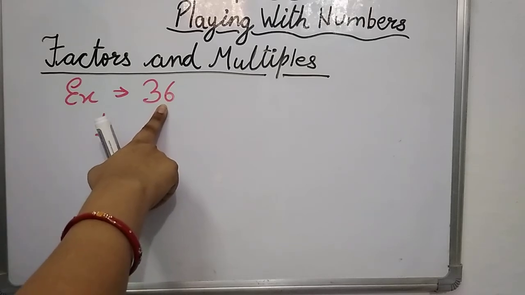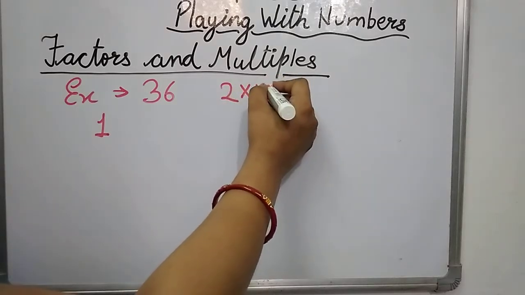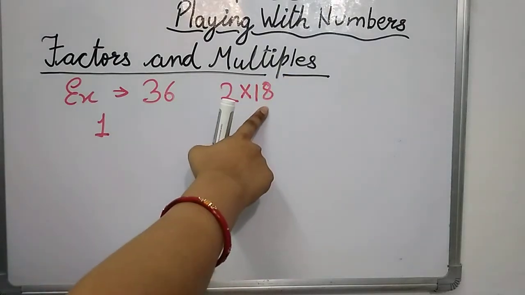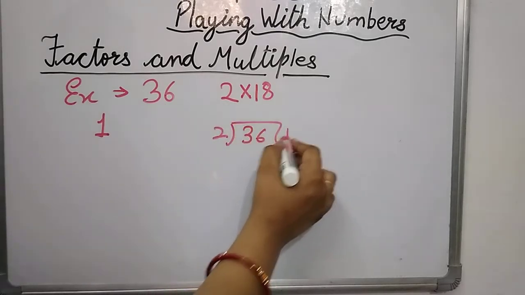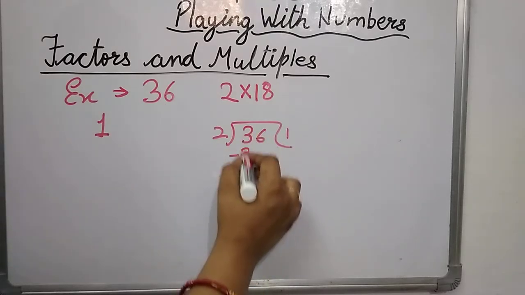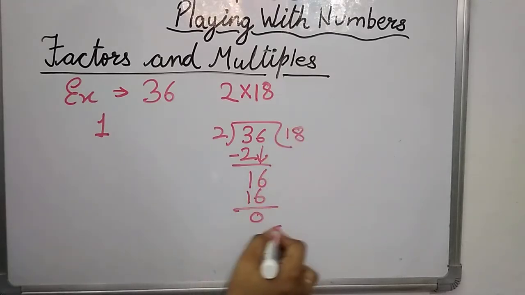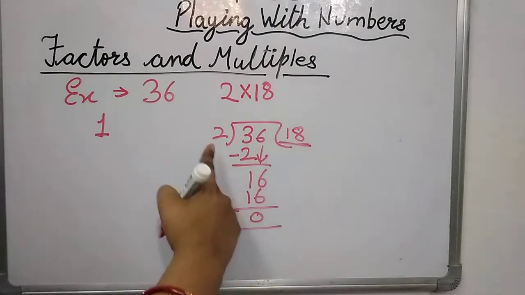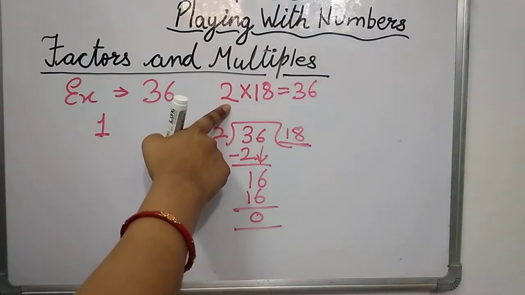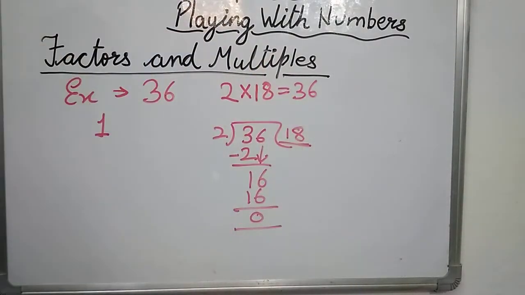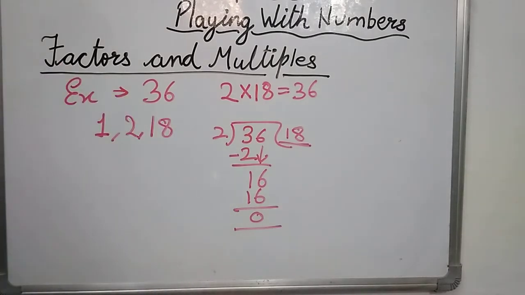If we divide 36 by 2, we will get 18 as our quotient. You can check it by division. Remainder is 0, quotient is 18. So this can be written as 2 multiplied by 18 is equal to 36. So 2 and 18 are factors of 36. So we get two more factors of 36: 2 and 18.